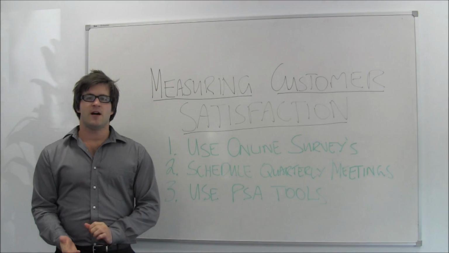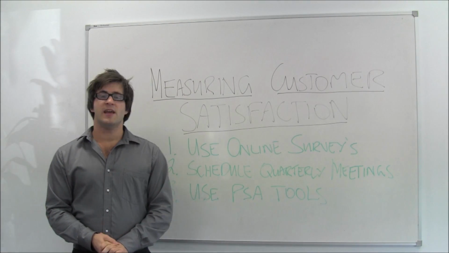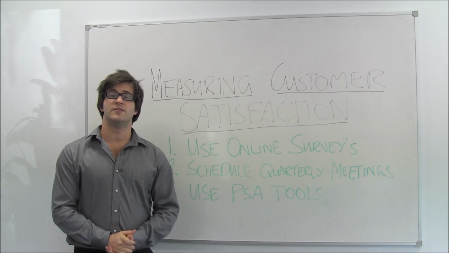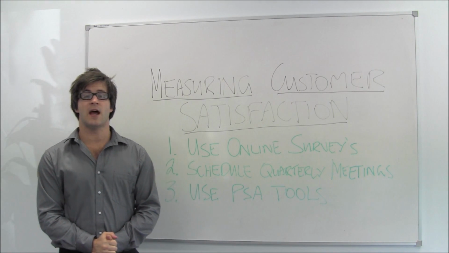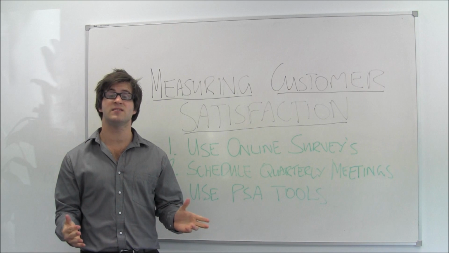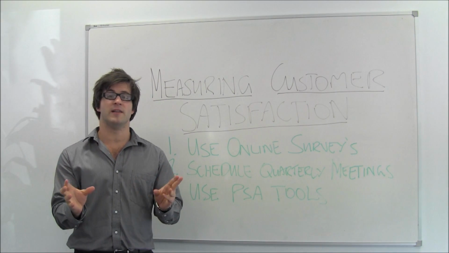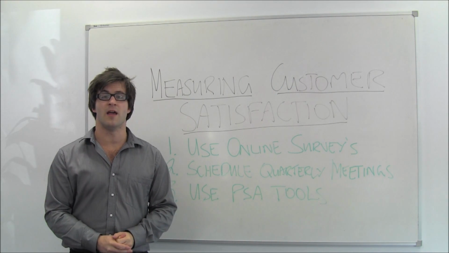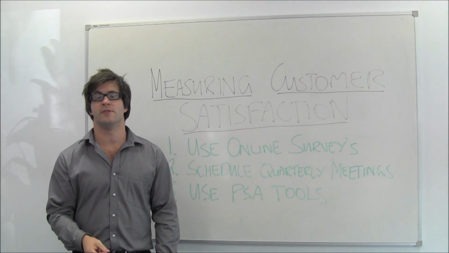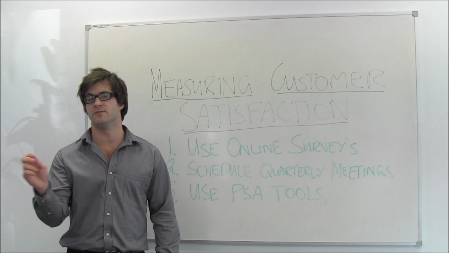The next strategy I recommend is use the inbuilt features with the PSA tools that you currently have. So a lot of them now let you send surveys after a ticket has been resolved. So a little survey link goes in the email to your client, and they can click it and then say, were they happy? Was the service as good as what they wanted?